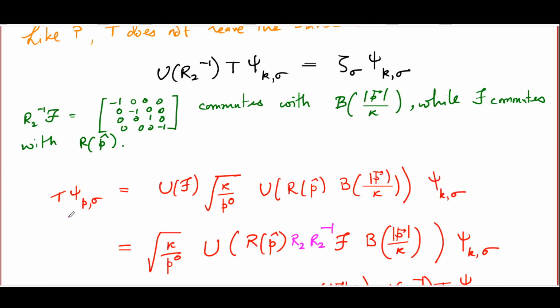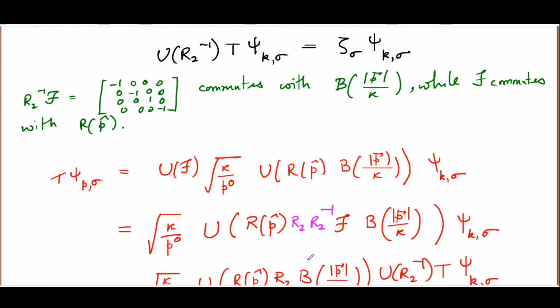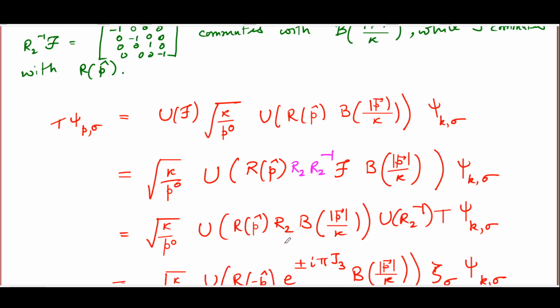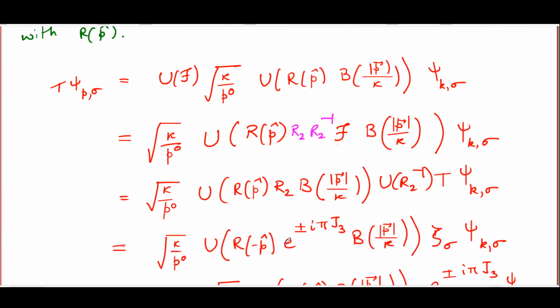And then we will move the curly T across inside, and then in order that we can move R2 inverse curly T all the way out, we introduce the identity here in the form R2, R2 inverse. Then move R2 inverse curly T all the way out in the form U R2 inverse capital T. That gets to act on psi k sigma. But you have also this R2 left inside as before. So once again, we already know what the time reversal operator does. Time reversal acting on psi k sigma gives you this factor zeta sigma psi k sigma.